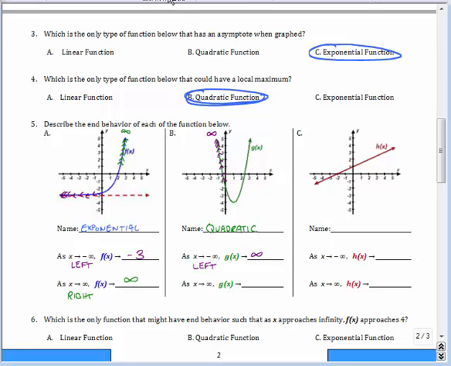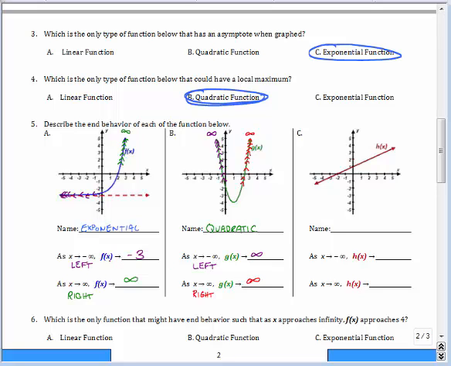Let's try the other direction. As x goes to the right, that's what that one says, it goes towards positive infinity. So that means to the right. As I go from left to right, you can see I'm moving across the graph left to right. Again, it's still going up. I'm talking about the y value going up towards positive infinity.